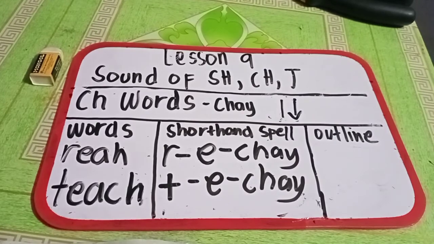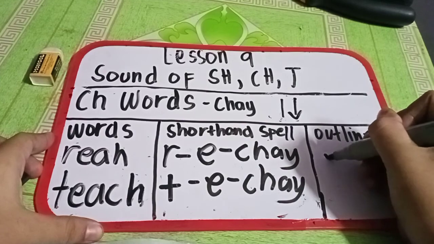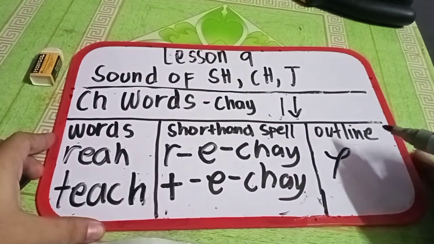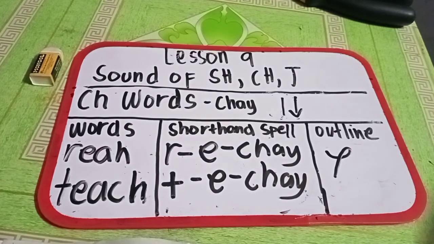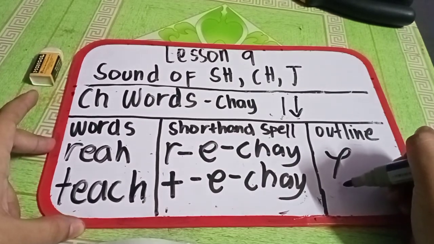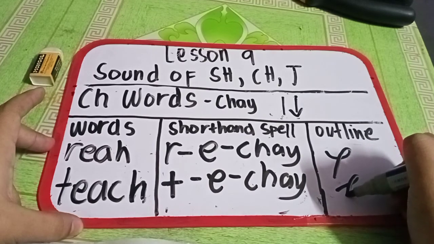And then the fourth example is reach. The shorthand spelling is R hyphen E hyphen J. And then the outline is R, E, J. And then the last example is teach. The shorthand spelling is T hyphen E hyphen J. Then the outline is T, E, J.